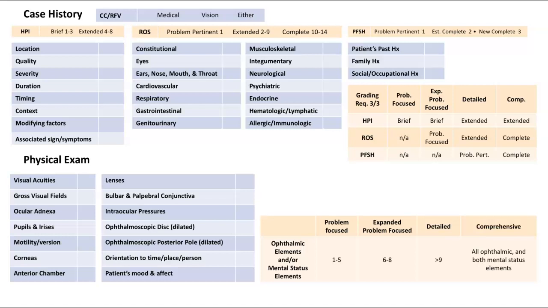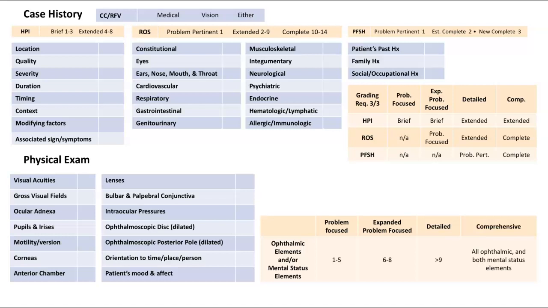So this is the top of the grading sheet. You can see it's broken down into the case history and physical exam. The case history has the titles in orange there of HPI, the review of systems, and then past family social history. Underneath each one of those are the elements that you could just simply put a checkbox next to when they are recorded in the exam.